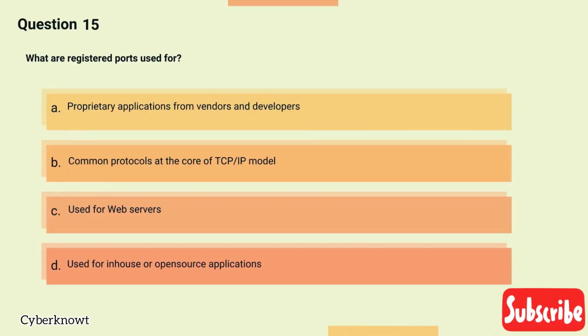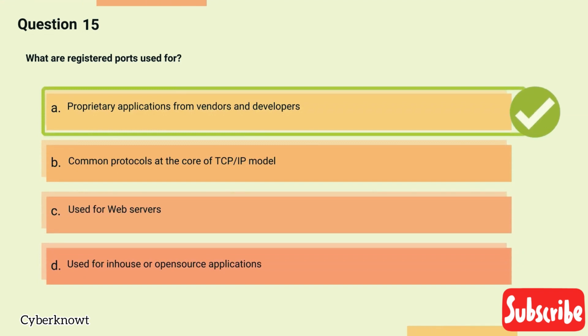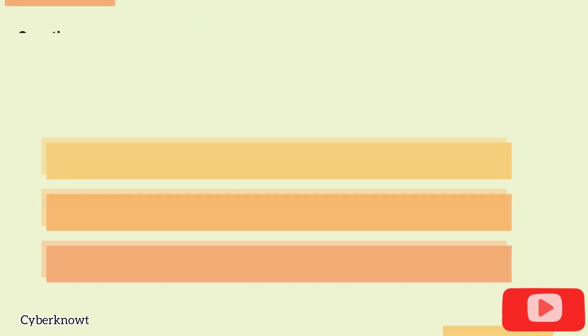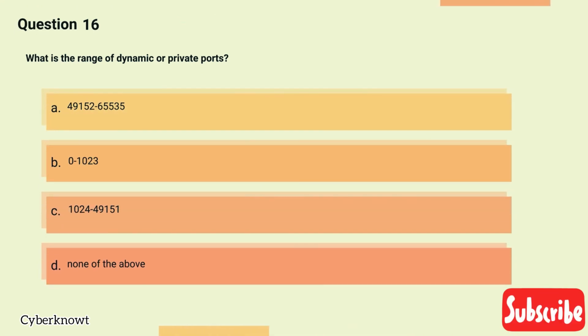Question 15. What are registered ports used for? Option A. Proprietary applications from vendors and developers. Option B. Common protocols at the core of TCP/IP model. Option C. Used for web servers. Option D. Used for in-house or open-source applications. The correct answer is Option A. Proprietary applications from vendors and developers. Explanation. Registered ports are often associated with proprietary applications from vendors and developers and fall in the range of 1024-49,151.